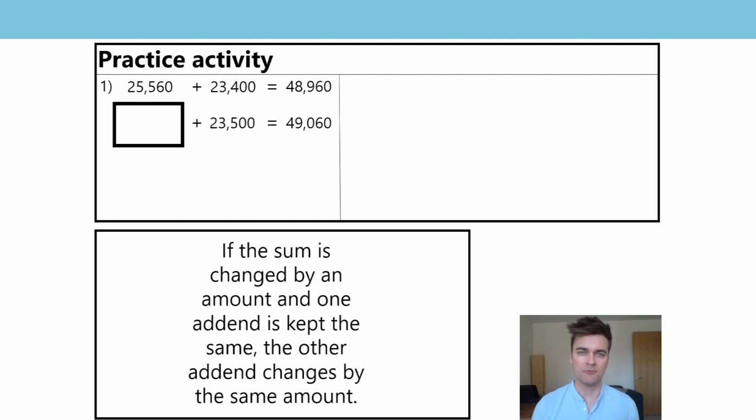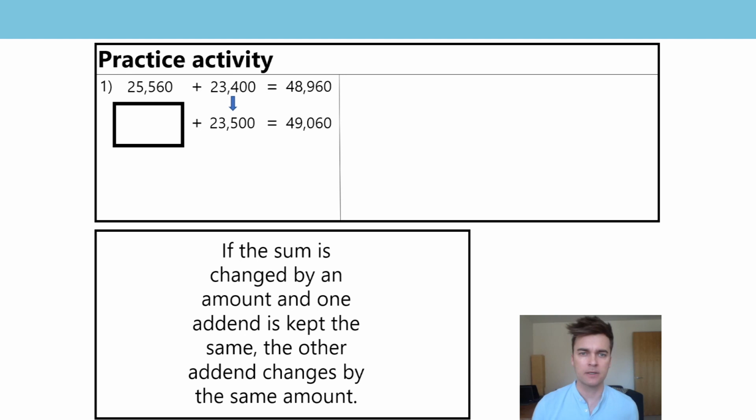The sentence at the bottom, read it with me. If the sum is changed by an amount and one addend is kept the same, the other addend changes by the same amount. So let's look closely at anything that is the same and anything that's different between those two equations. Did you notice this? The second addend, 23,400, it's increased by 100 to become 23,500.